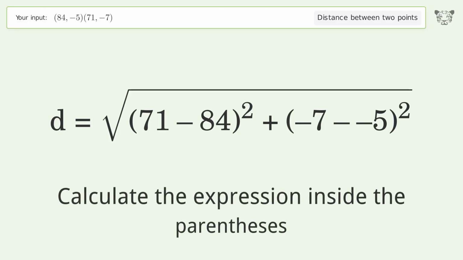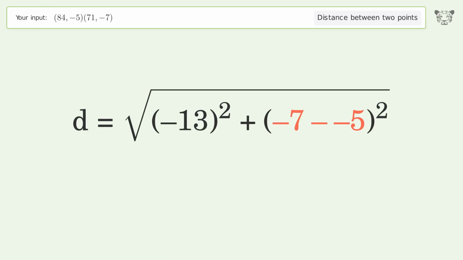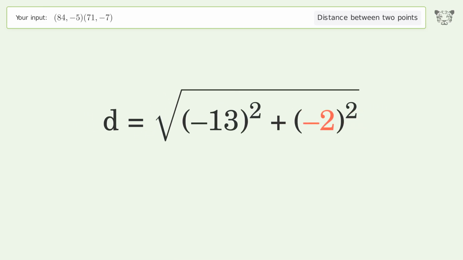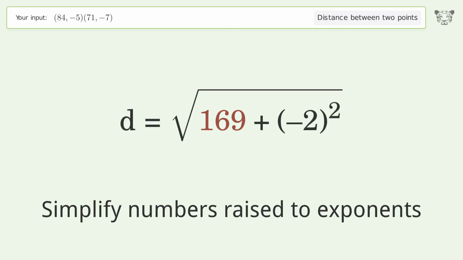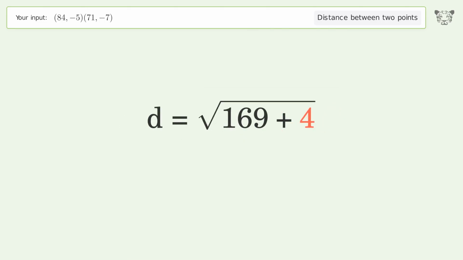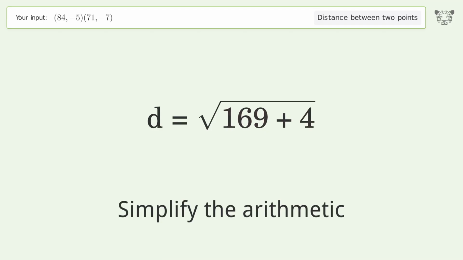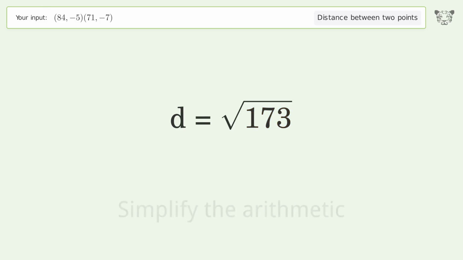Calculate the expression inside the parentheses. Simplify numbers raised to exponents. Simplify the arithmetic. And so the distance between the 2 points is the square root of 173, or 13.153.